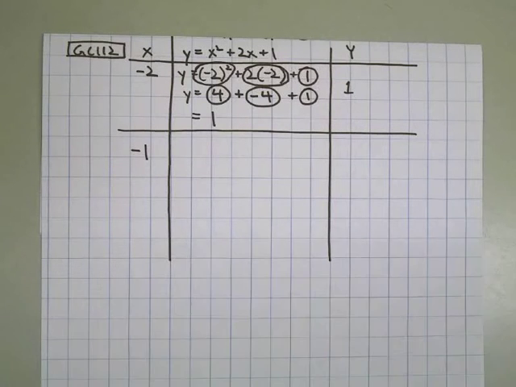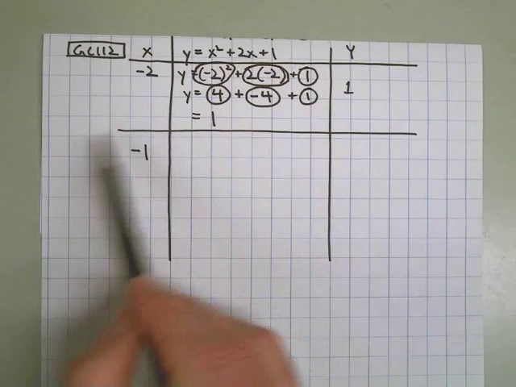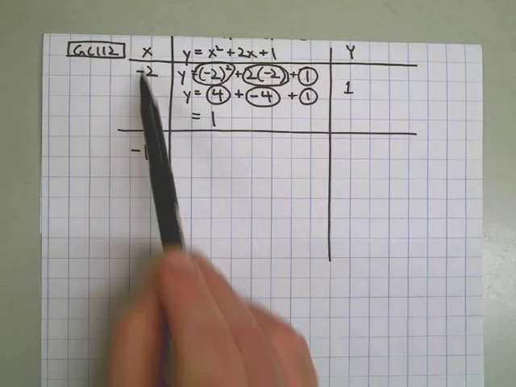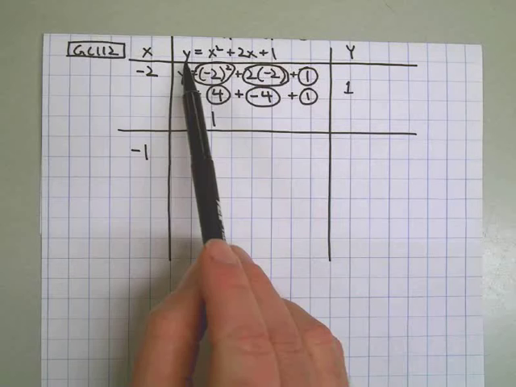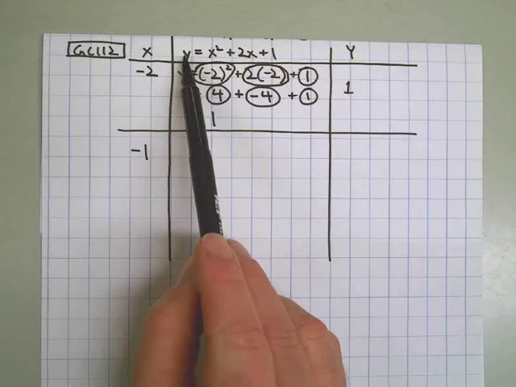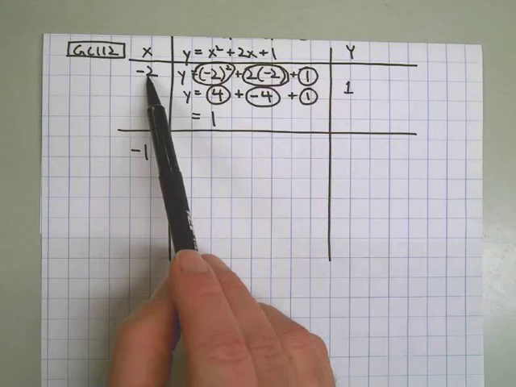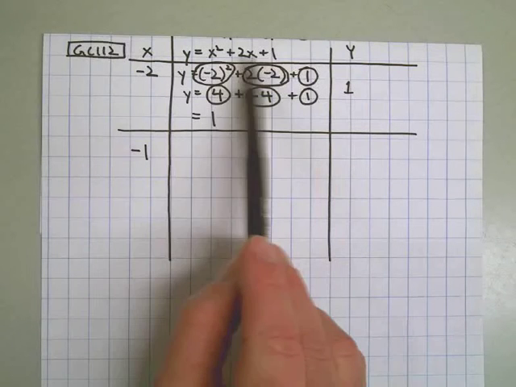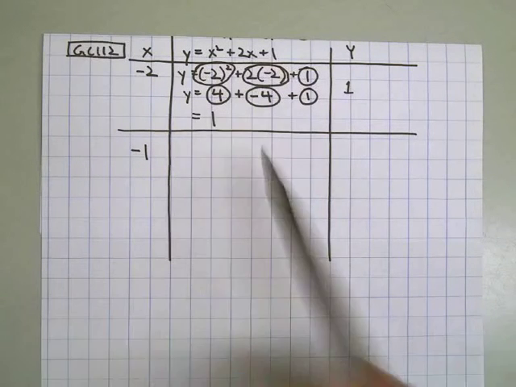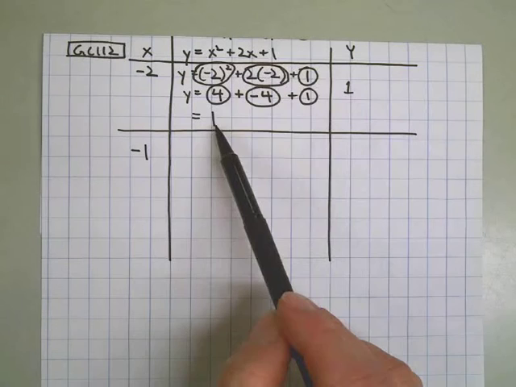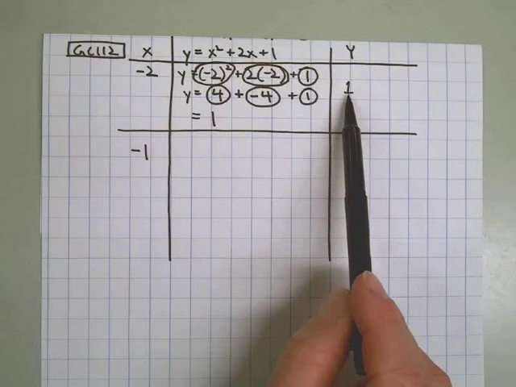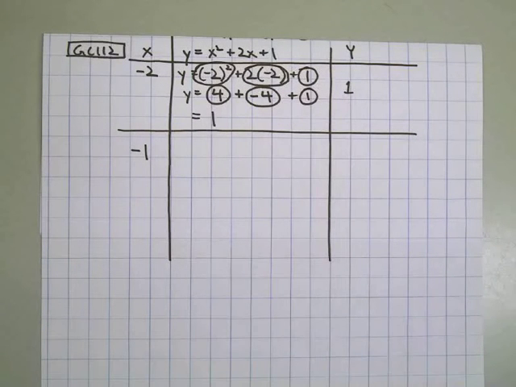So I've copied down the table like it asked me to, and this is the example given in the book. I start with a -2 for an x value. I've got this equation right here. What I need to do is substitute the -2 everywhere I see an x, and then perform the calculations to arrive at the y value, and then put the y value over here on the far right.